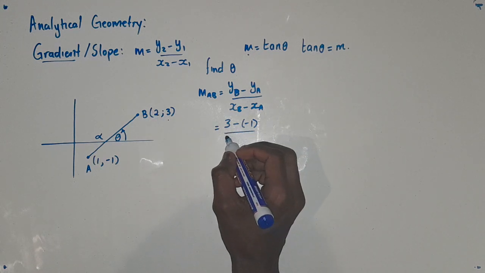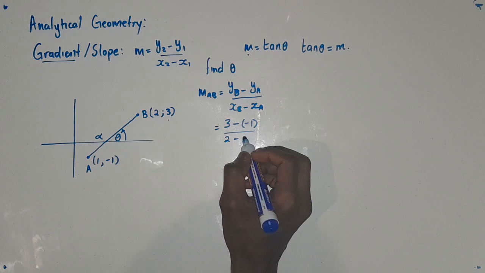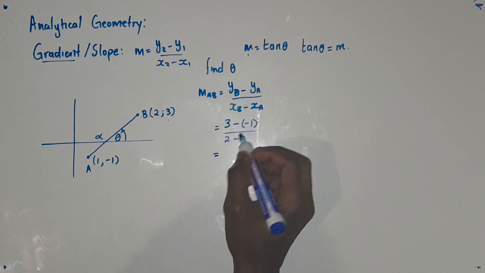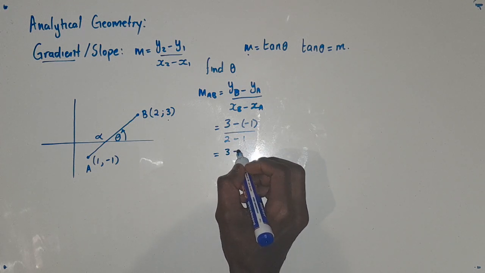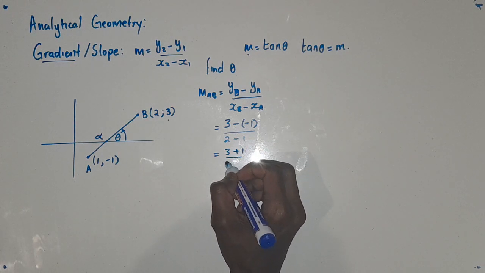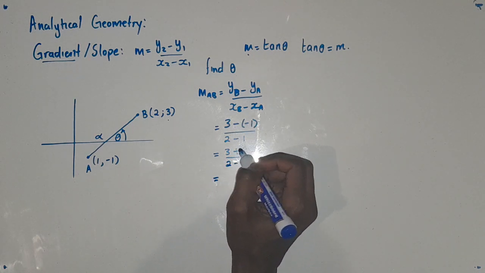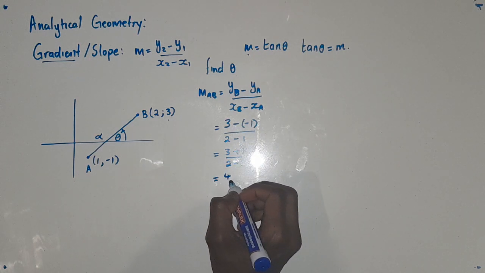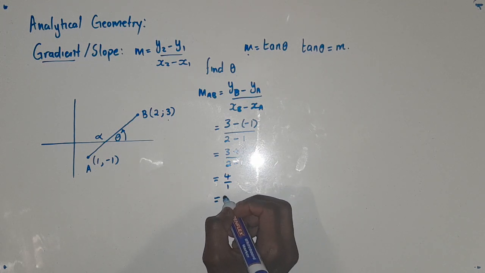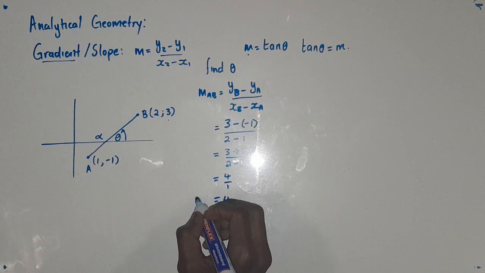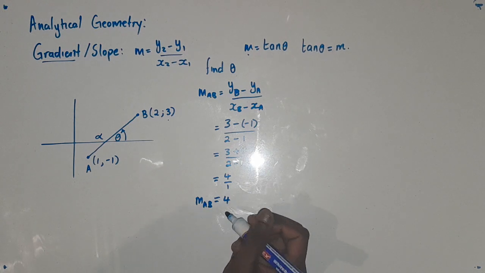Then for x we have 2 minus 1. This side we are going to get 3 plus 1. We have something like this. Negative with negative, we get a positive, which is 4 over 1. Finally, our answer is going to be 4. Then the gradient of AB, we get 4.